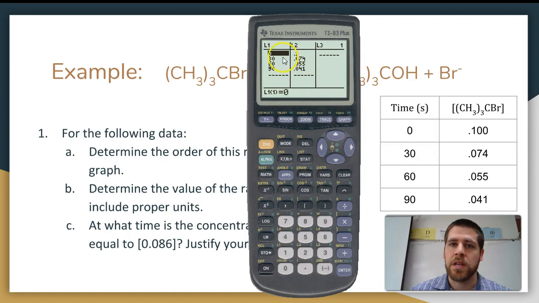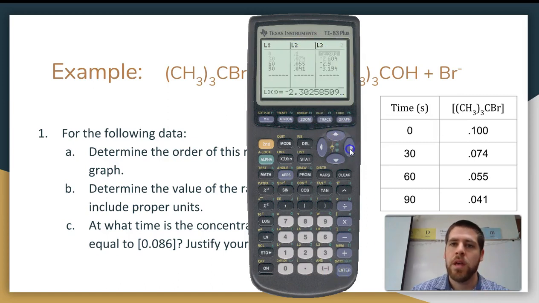I actually already typed these in. So my L1 is my time. My L2 is my concentration. Now a little trick here, I don't know if you know this, but you can actually go up. If you highlight L3, you can say equals natural log, and then go to second L2. So it's going to take the natural log of whatever's in L2, hit enter, and it automatically calculates all of them for you.